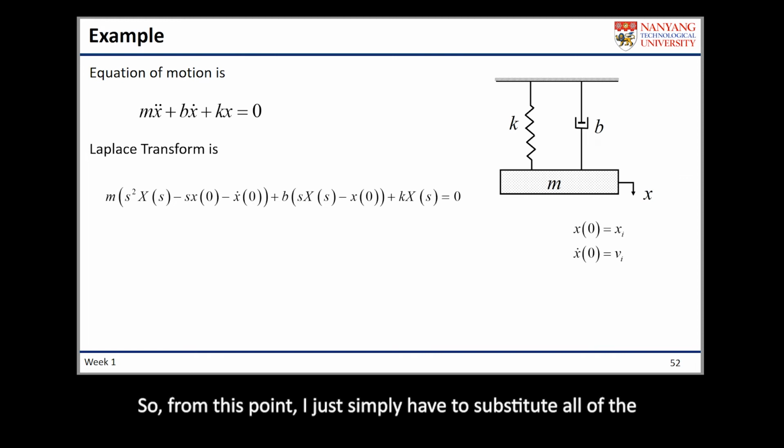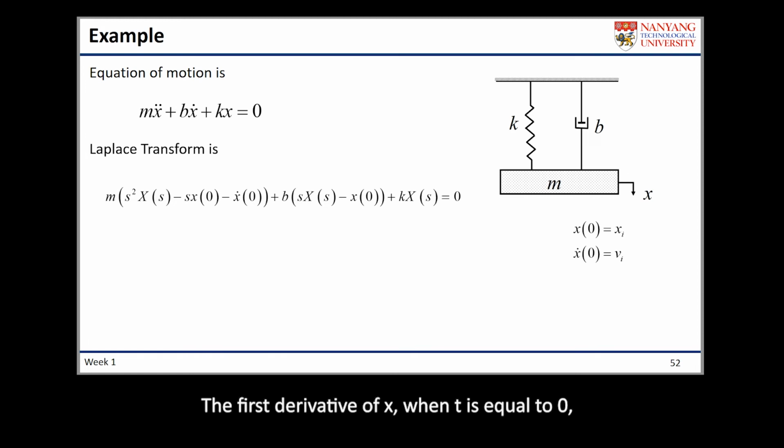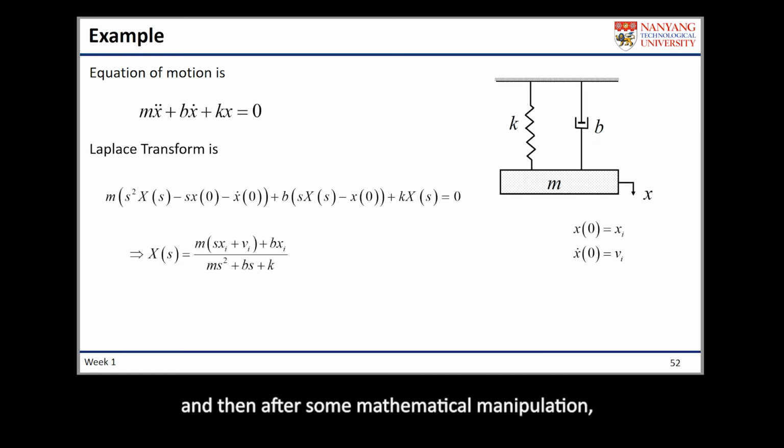So from this point, I just simply have to substitute all of the variables that I know. The x(t) when t equals 0 is xi. The first derivative of x when t is equal to 0 is equal to vi. So I will replace this x(0) with xi, this as well, and then I will replace this x dot 0 with vi. Okay, and then after some mathematical manipulation, I can get X(s).